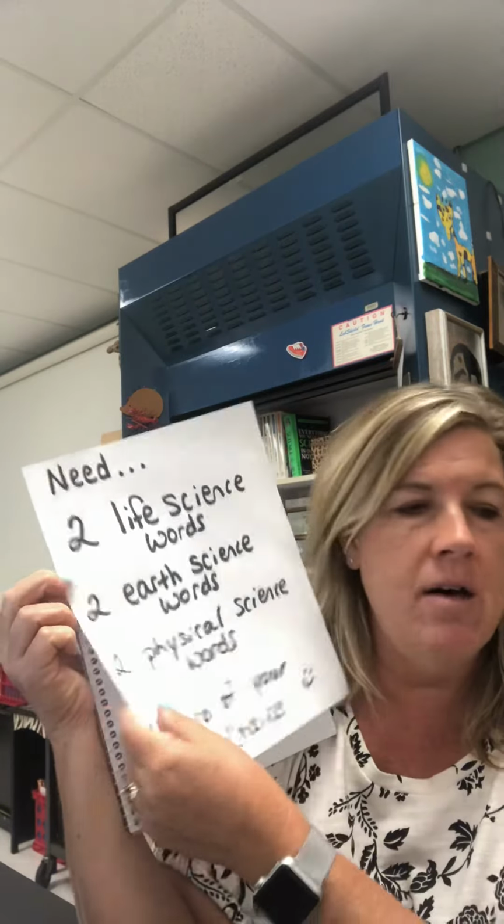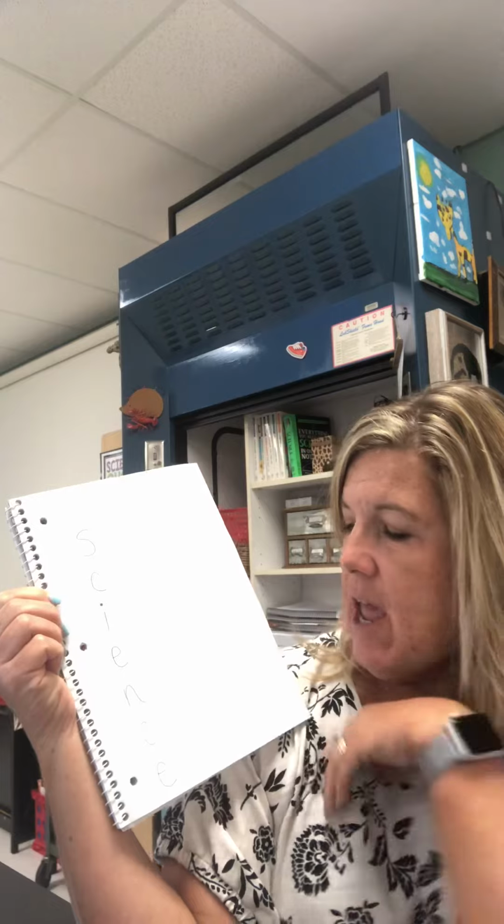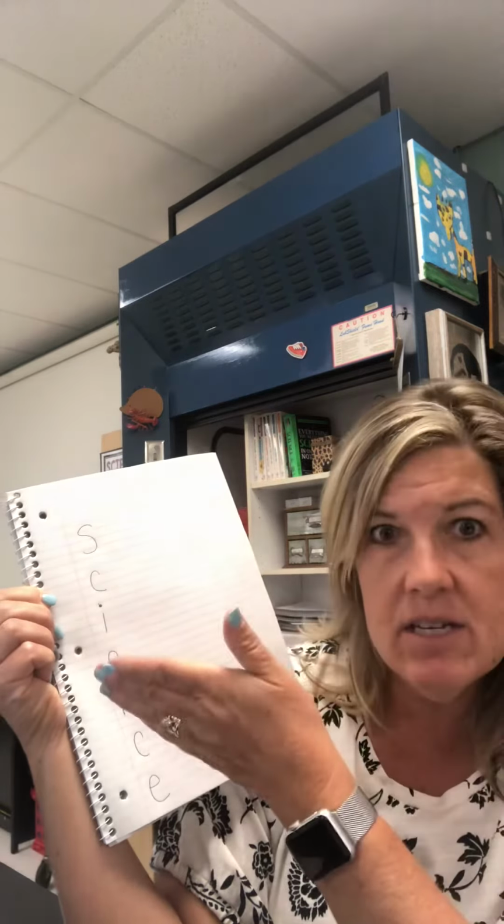So if, I don't know, your favorite animal is an elephant, you might want to leave one of these E's to use for elephant, and so then you would have 3 life science words. But that's how you are to complete your acrostics.